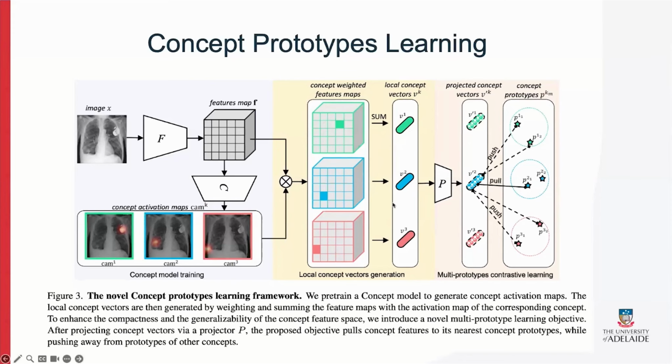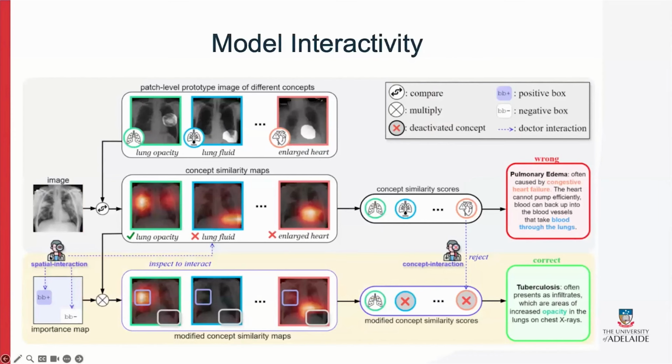So given a training set of many images like this, where each image will contain different concepts, we will obtain many of those local concept vectors, where each of them will represent the concept. And from those vectors, we will apply contrastive learning to learn the centroids or prototypes here. And these prototypes will be used to compare with new images at test time, like I just showed here.